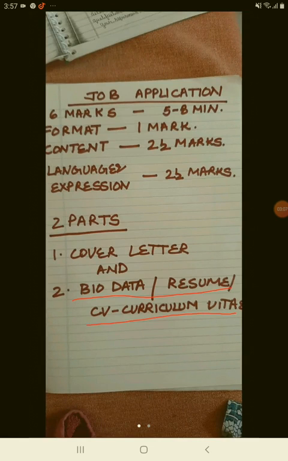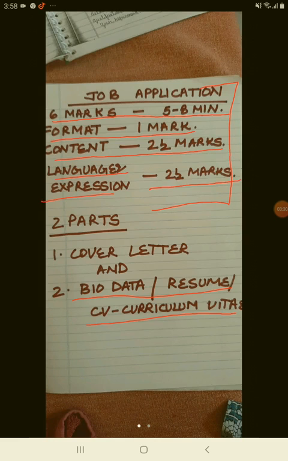When you do this question, I have mentioned here that it's a 6-mark question. You should not spend more than 5 to 8 minutes solving this question. Again, the marking scheme is here. Format is of 1 mark, the content is 2.5 marks, and the language and expression will fetch you 2.5 marks if you are correct.